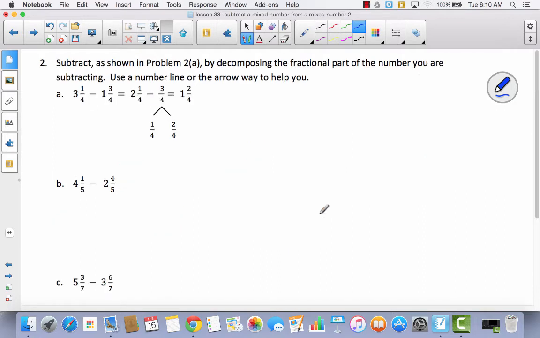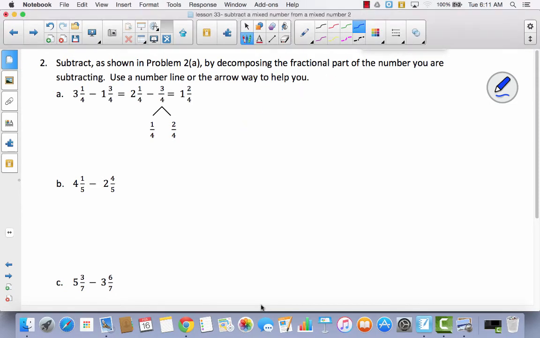Now we're going to subtract, but this time we're going to be decomposing the fractional part of the number you are subtracting. Use a number line or the arrow way to help you. Okay, so let's take a look at what they've done here. First of all, they started at 3 1/4 and they're not counting up, they're actually subtracting. The first thing they did was they subtracted the whole numbers. They took 3 minus 1, and that's how they got this 2 1/4.